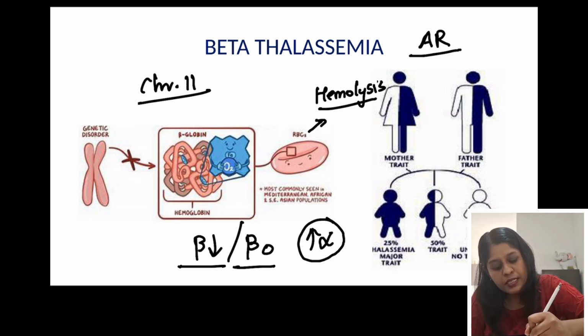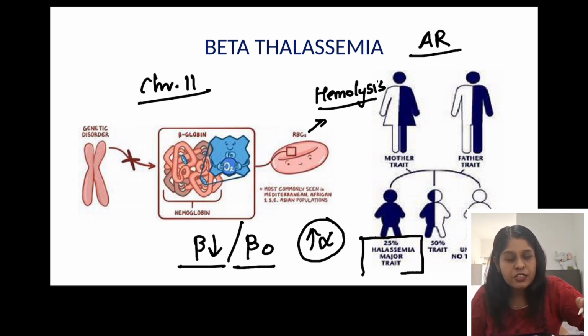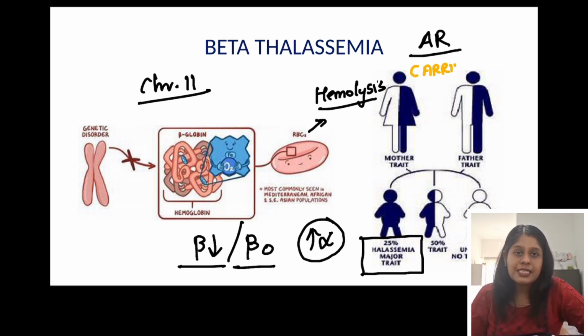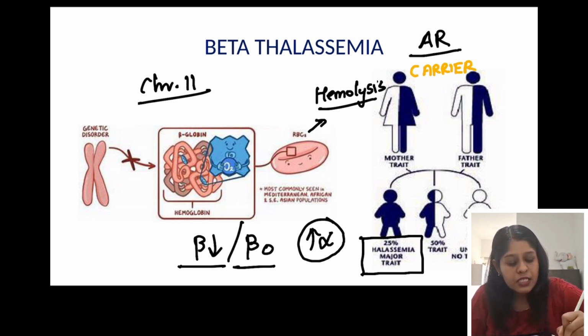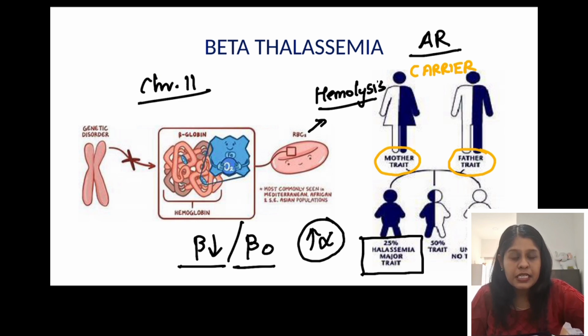So what happens in this disease? This is a genetic disorder where the beta globin chain production is reduced or completely absent. So this will lead to an increase in the alpha globin chain, and these alpha globin chains will precipitate inside the RBCs, and these RBCs which have an excessive amount of alpha globin chain will be destroyed.